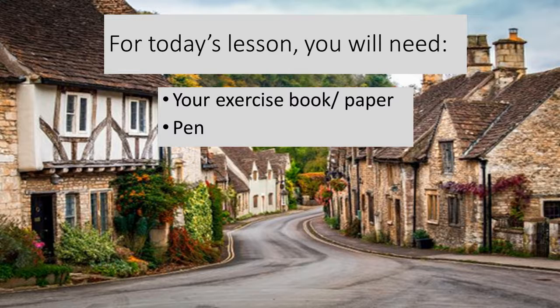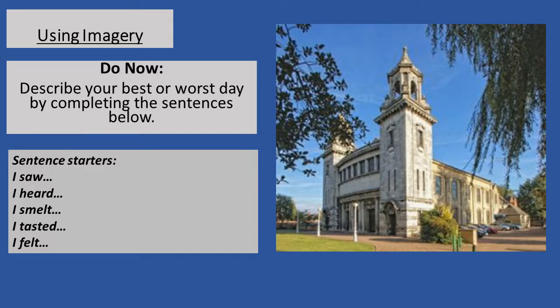For today's lesson, you will need your exercise book or paper and a pen. So your title for today's lesson is using imagery. So please could you write the date and title in your book or piece of paper. Then complete the do now.